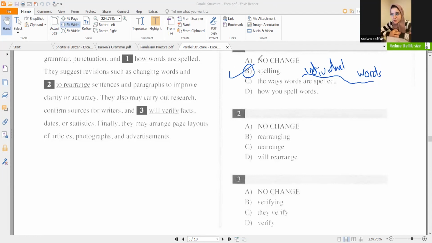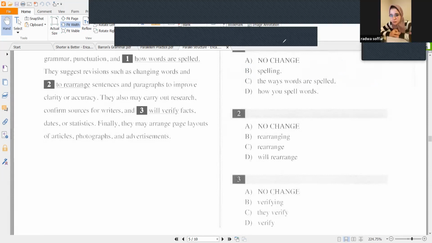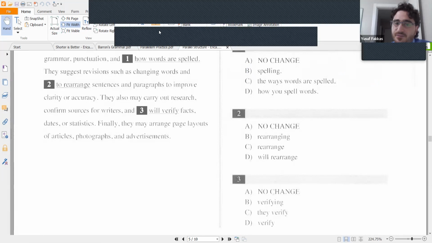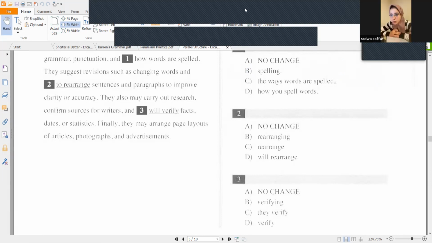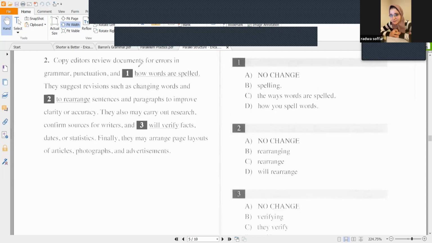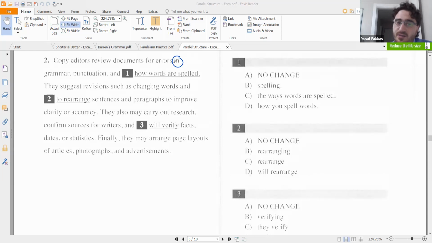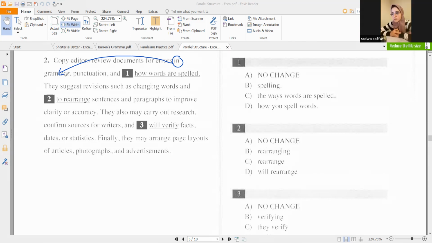Spelled, I guess, or sorry? Spelled. I guess it's not changed because words are passive. They are spelled, not spelling. Okay. Are spelling words, but words are spelled. Why do we need the passive? Because we are spelling words, but words are spelled. Okay, but look, copy editors review documents for errors in what? In grammar. Grammar is a noun, right? Mm-hmm.